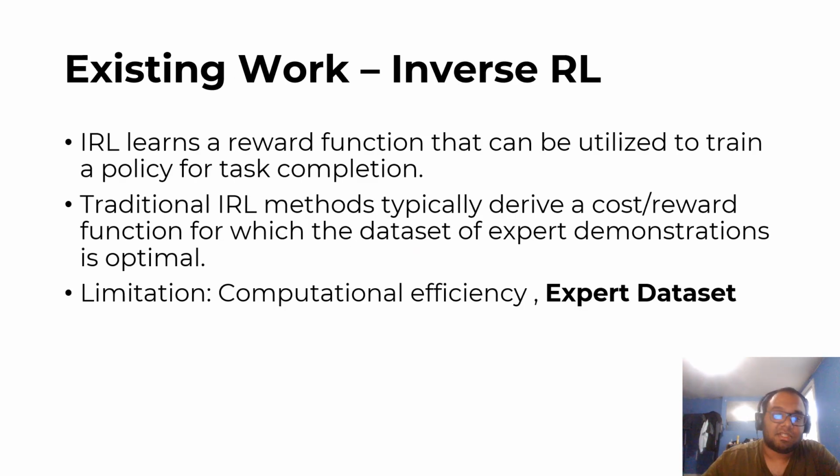The other branch of work which deals with solving a similar problem statement is inverse reinforcement learning. So inverse reinforcement learning learns a reward function that can be utilized to train the policy for task completion. But traditional IRL methods typically derive a cost or a reward function for which the data set of expert demonstrations that they hold is optimal. So their reward function essentially is derived in a fashion where the data set itself is the optimal solution to it. So in the case where the data set is not optimal, inverse reinforcement learning does not tend to work really well. And it also has issues with the computational efficiency of the algorithm.